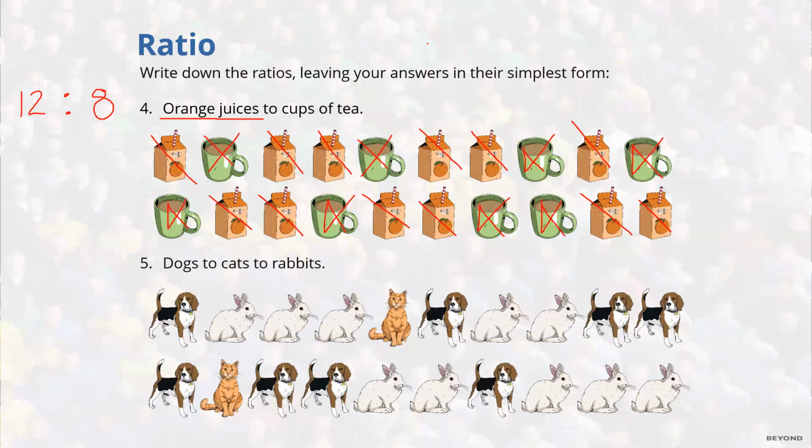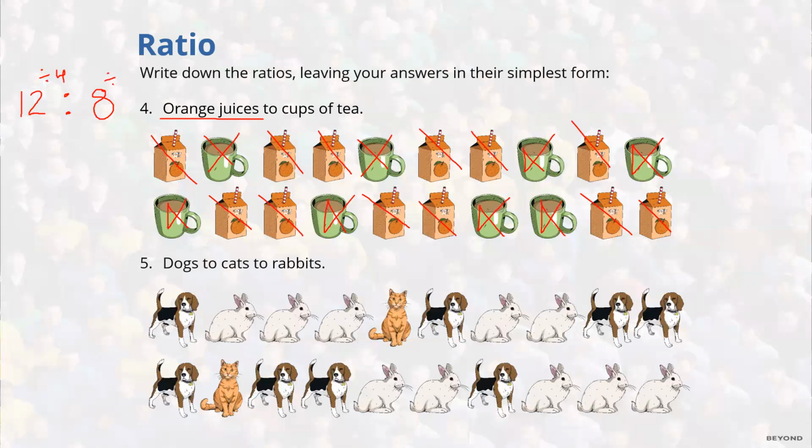Good. So what number could we use for 12 and 8? 4. Very good. I like that you used 4 and not 2, because 4 is the greatest, the highest. Right, the greatest common factor. All right, 4. So go ahead.